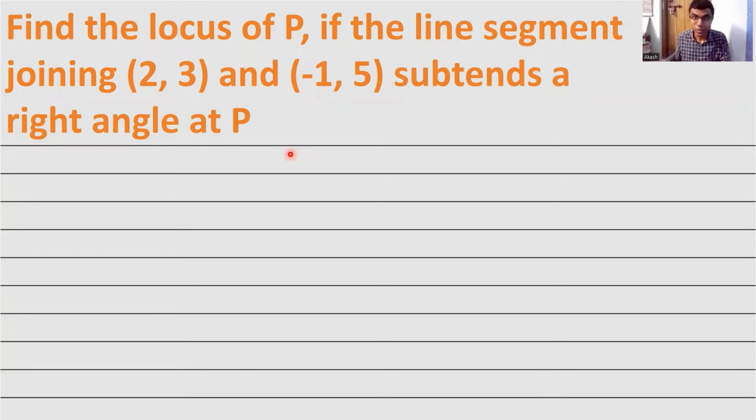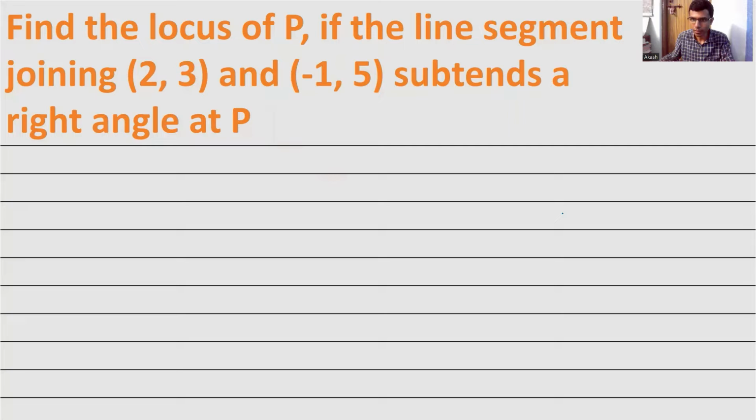Hello learners, you will require focus to do questions on locus. So let's see how to do this question. Here, we need to find the locus of P if it is given that the line segment joining 2, 3 and minus 1, comma 5 subtends a right angle at P. Let's have a small diagram.